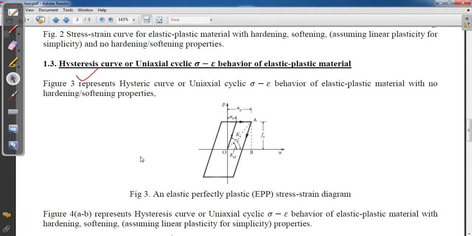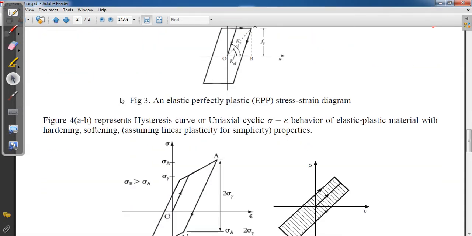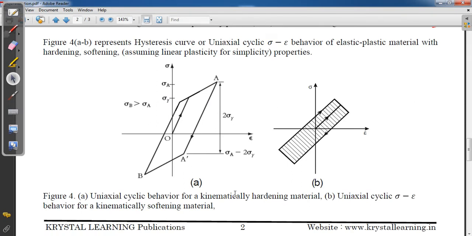For these three types of material, a hysteresis loop is developed. So this first graph is for elastic plastic, EPP, elastic perfectly plastic material. So you see the hysteresis loop. This will be the shape of the hysteresis loop. Next two will be: first, kinematically hardened material, or strain hardened material. The shape will be like this. And for kinematically softening material, or strain softened material, the shape will be like this.